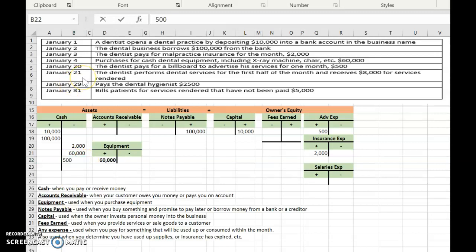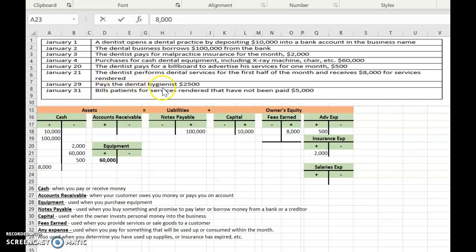January 21st, the dentist performs dental services for the first half of the month and receives $8,000 for services rendered. Whenever we see performed services or sold goods, we're talking about revenue. So we have done the work, so we're going to be using fees earned. Fees earned goes up by $8,000. Okay, so let's look and see if we received the money. It says we received $8,000, so cash will go up by $8,000.